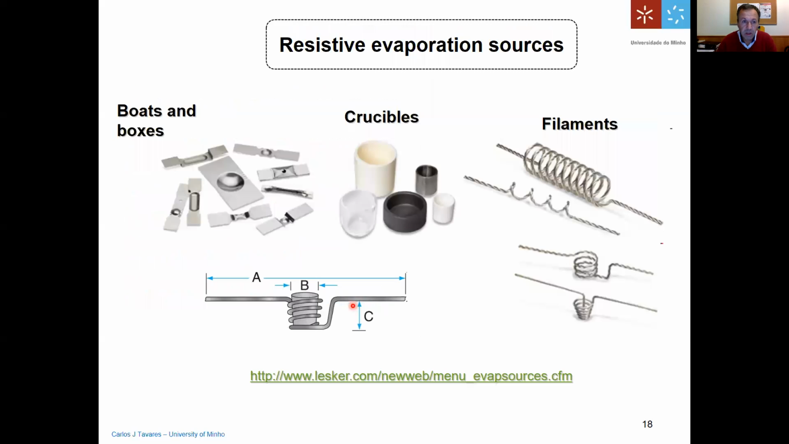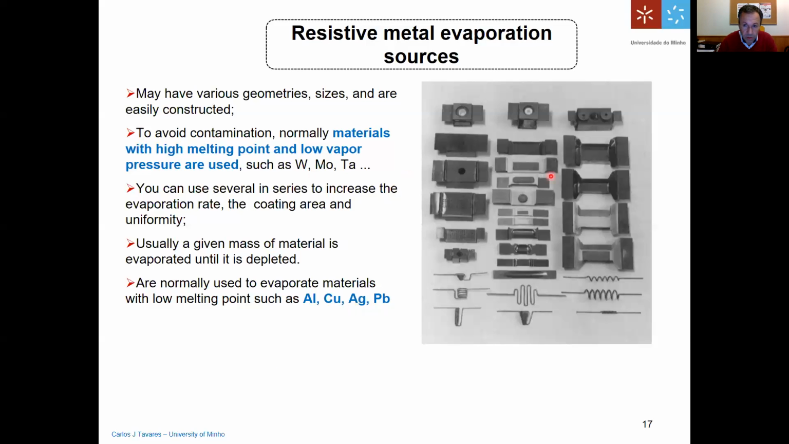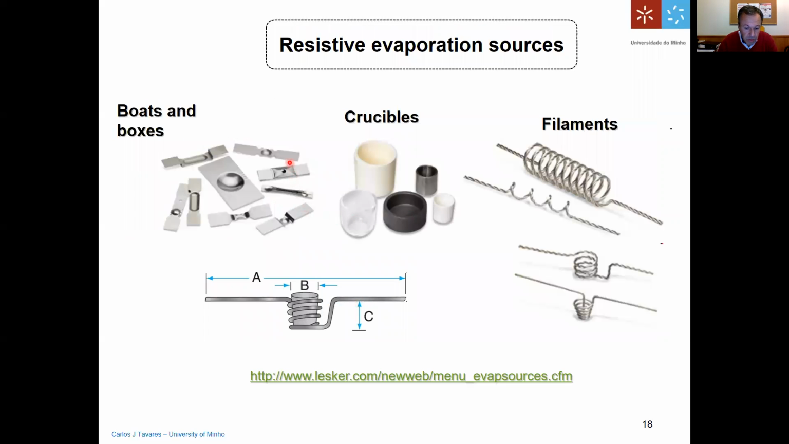Okay. So these boats that we saw here are also shown here. You have different types, and normally they are connected to both edges, which are the cathode and the anode of your system, where a DC current will pass through these boats, and the current will heat up the boat until it reaches the melting temperature of the evaporated material.